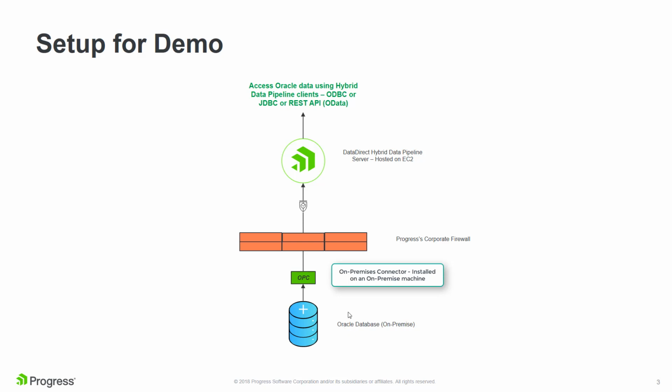First, we have the Oracle database, which is hosted in Progress servers behind the firewall. Second, I have the DataDirect Hybrid Data Pipeline installed in EC2, which is not configured to be in our corporate network. Third, I have the on-premise connector installed in one of the machines behind the firewall, which will establish a secure connection from the HDP server in the cloud to the on-premise Oracle database.